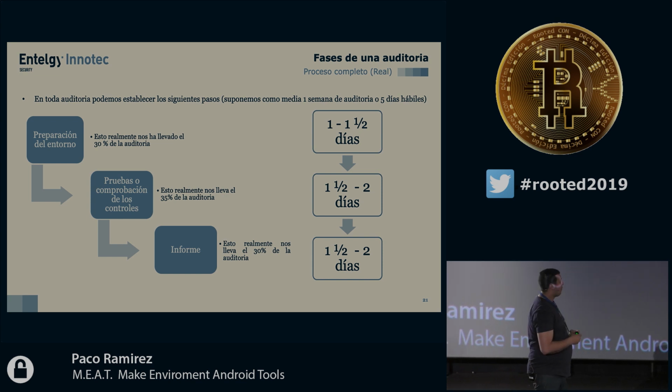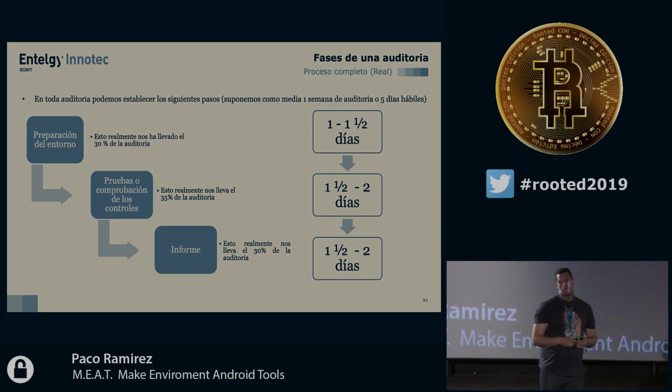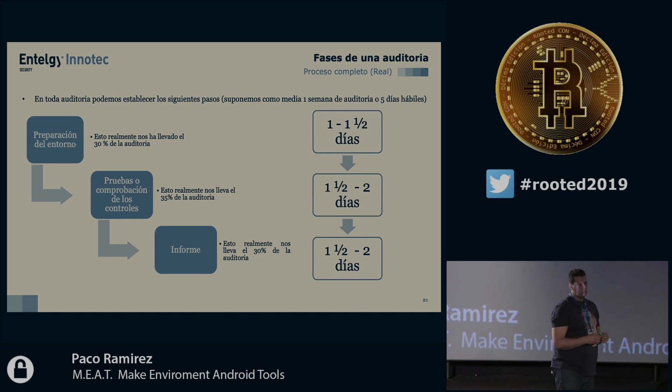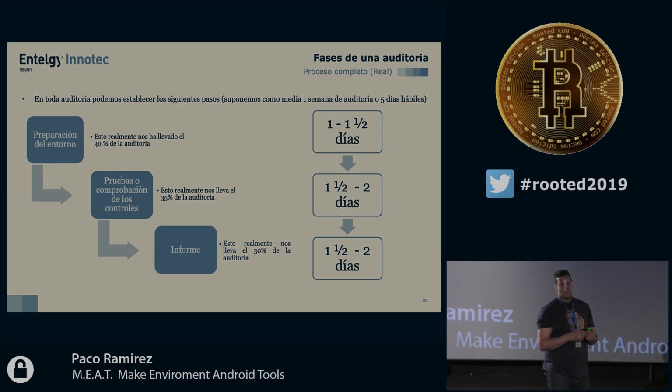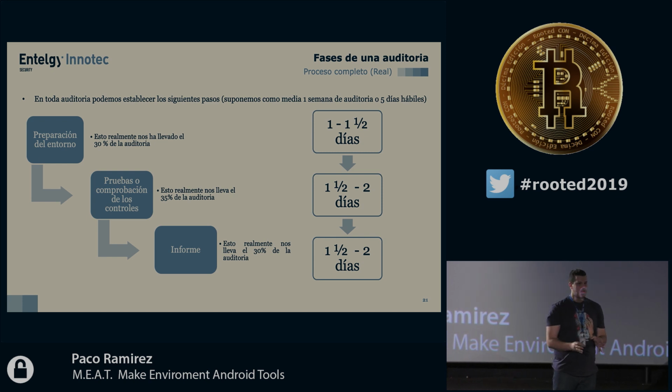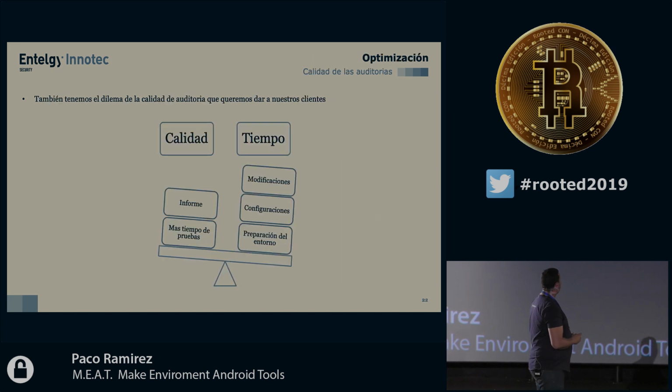But what happens in reality? You have an auditor, and he or she will be preparing the environment for 1 or 1.5 days. Then 1.5 days, 2 days for controls, and then the report cannot be touched upon because the report will be the same as before.